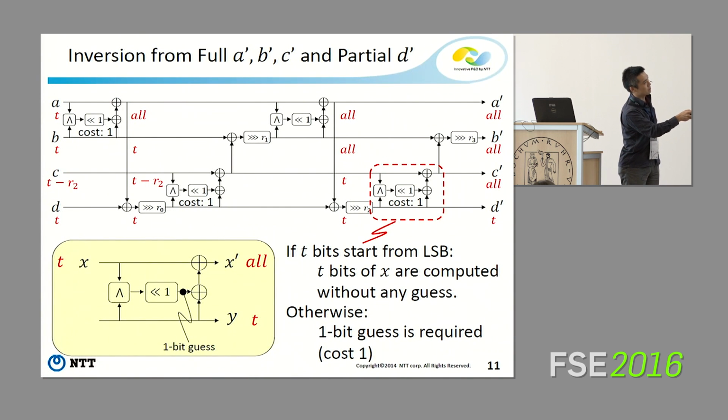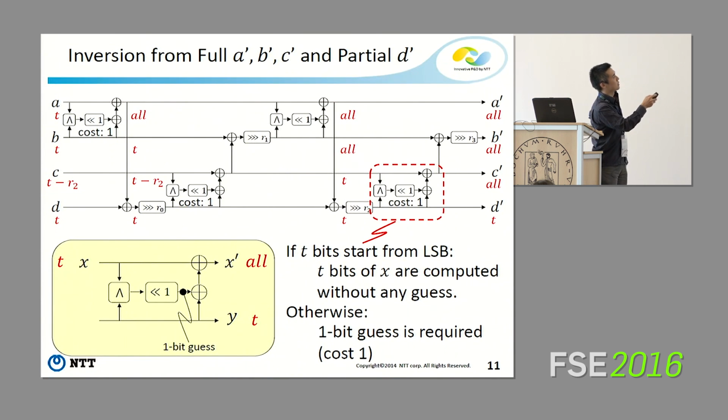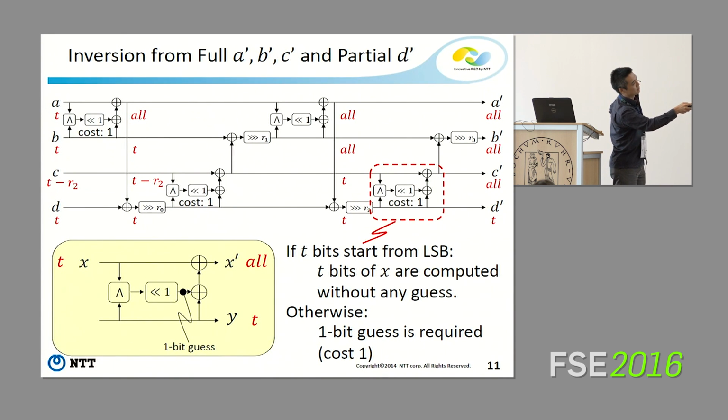So A', B', C' are fully known, and t bits of D' are known. So we want to discuss how many bits we can know at the input. This part is again very simple, just XOR and rotation. And this part is the new thing, that the output of Y is just partially known. And this can be analyzed in 2 cases. The first one is that known bits start from the LSB, and the other is that known bits start from the middle bits. But the first case is exactly the same as the previous one.